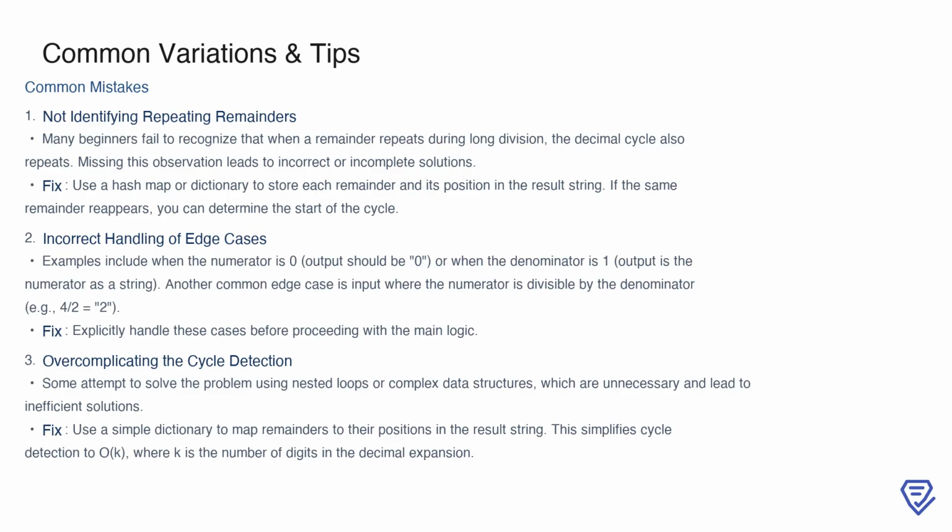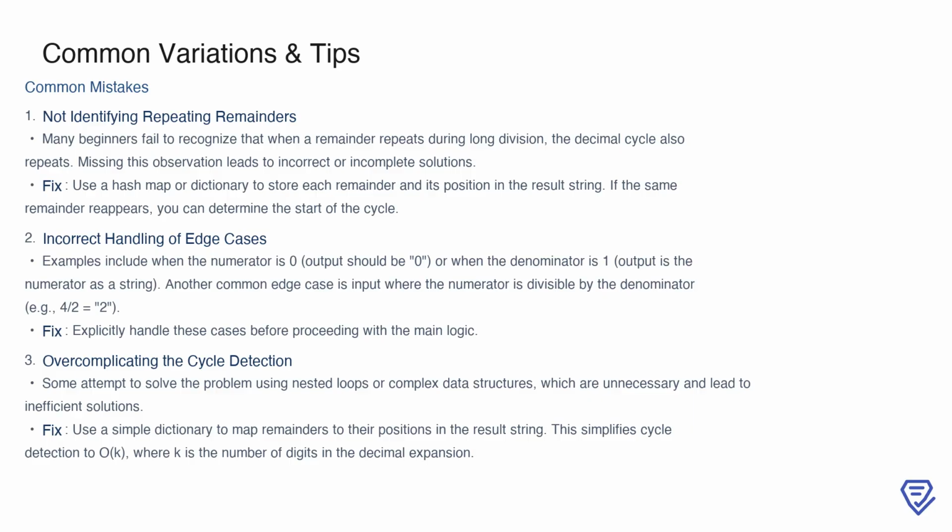Another frequent issue is handling edge cases incorrectly. For instance, if the numerator is 0, the output should simply be 0, or if the denominator is 1, the result is just the numerator as a string. Similarly, if the numerator is perfectly divisible by the denominator, like 4 divided by 2, the output should be a clean integer string like 2. Explicitly coding for these scenarios before diving into the main logic can save you headaches later.